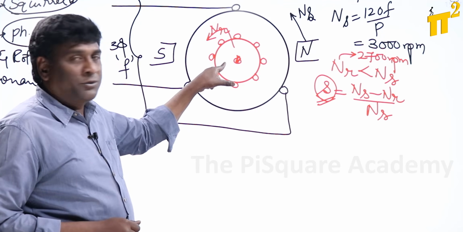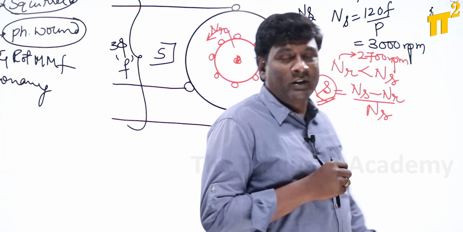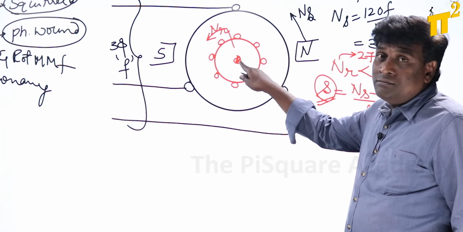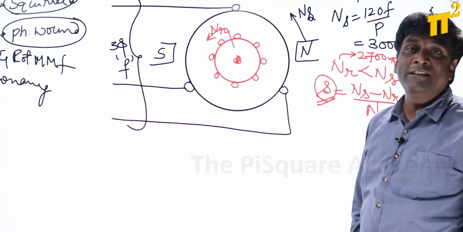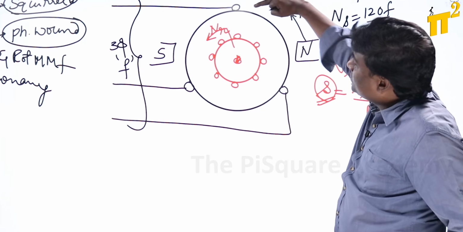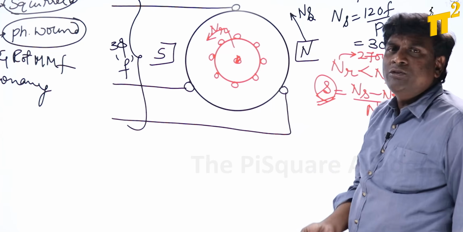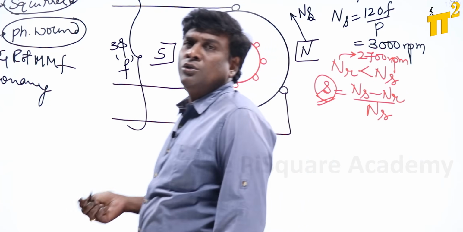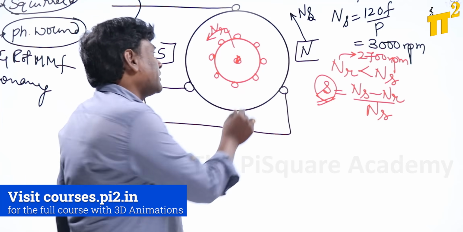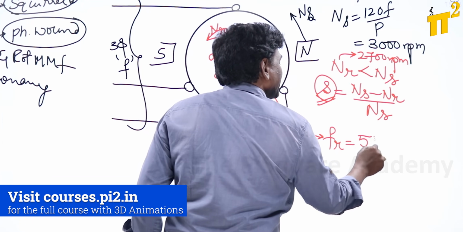Now, when the rotor is rotating at 2700 RPM, my relative velocity is going to be 300 RPM. For 3000 RPM of the stator, the produced frequency is 50 Hz. For 300 RPM, how much will be the frequency of the induced voltage? It is going to be 5 Hz. So my rotor frequency is going to be 5 Hz.